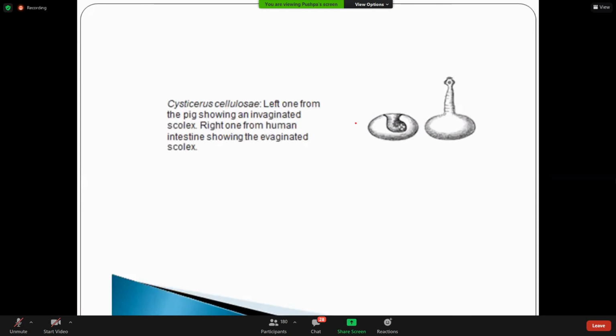So इसमें in Taenia solium, what happens? This left one, you can see there is an invaginated scolex. So when the conditions are favorable, it comes out. It comes out, and then it is ready to infect and anchor in the intestine. Here you can see the crown of hooks and the suckers.